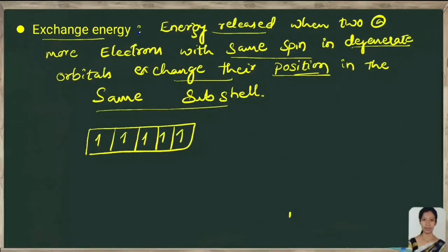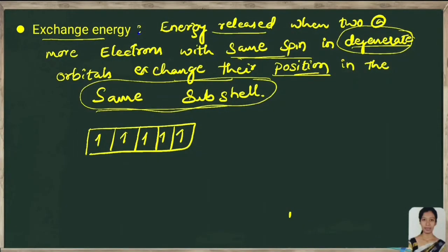When these 5 electrons have the same spin, they can exchange within the degenerate orbitals of the same subshell. The first electron can exchange with the second, and also with the third. This electron can exchange with this electron, and this one with that one. So electrons with the same spin exchange their positions, and at that time energy will be released.